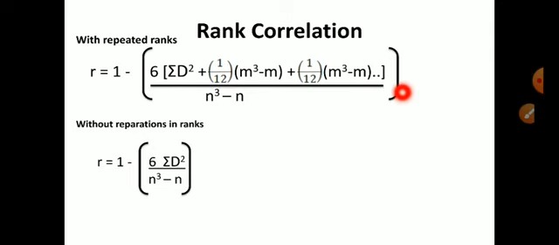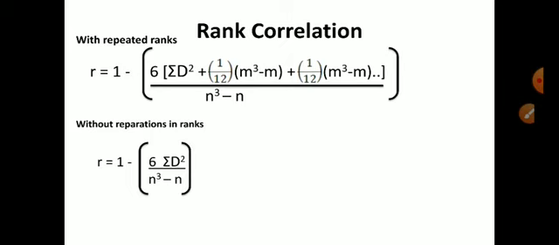We can see this: R is equal to 1 minus 6 times summation d square plus 1 by 12 (m cube minus m) plus 1 by 12 (m cube minus m) and so on, divided by n cube minus n. This is the formula to calculate the rank correlation whenever we are getting repeated ranks. Without repeated ranks we have one more formula, that is 1 minus 6 summation d square divided by n cube minus n. These are the formulas. Please memorize them so that it will be easier for you to solve the problems in the upcoming slides.